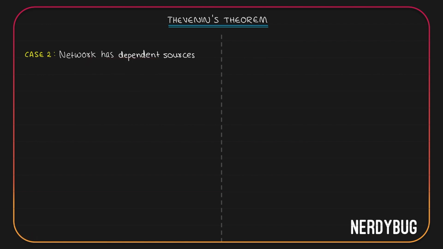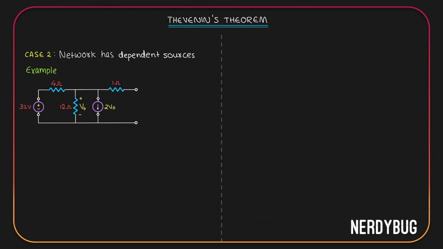For example, this one. It is almost the same circuit, but there is a slight difference. I have called whatever is the voltage that will be dropped across the 12 ohm as V0. And the current source now has a value 2V0. So the current that is provided by the current source depends on whatever is the voltage that drops across 12 ohm. It is a dependent source. Using Thevenin's theorem, we can model this circuit using just a voltage source and a resistor in series to it. Let us see how it can be done.